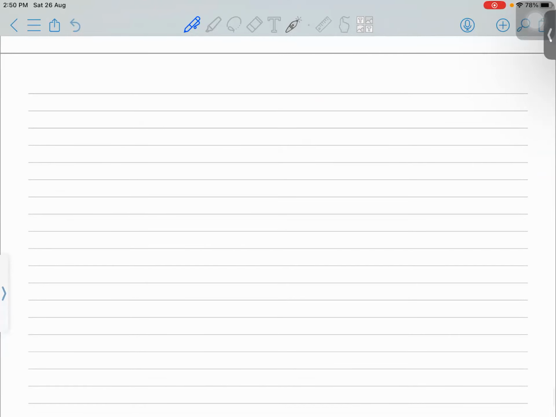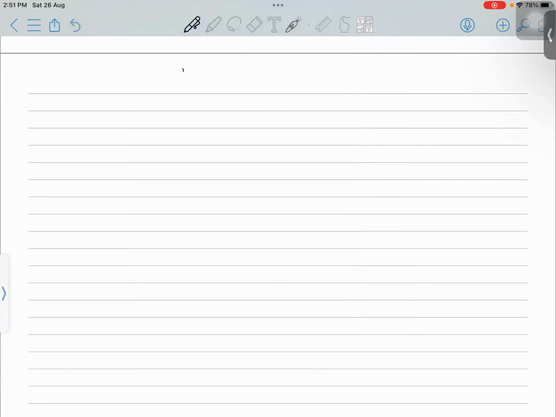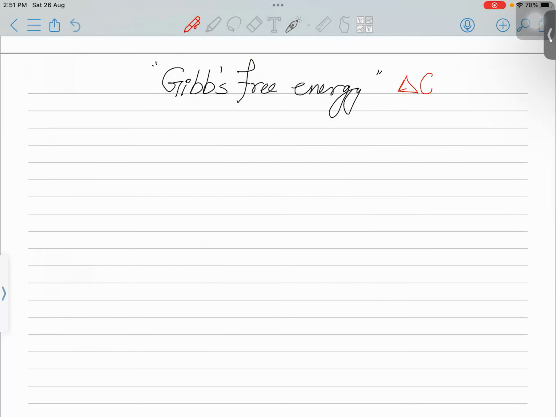Now next. Now Gibbs free energy. Gibbs free energy. Symbol is delta G standard. Standard Gibbs free energy.